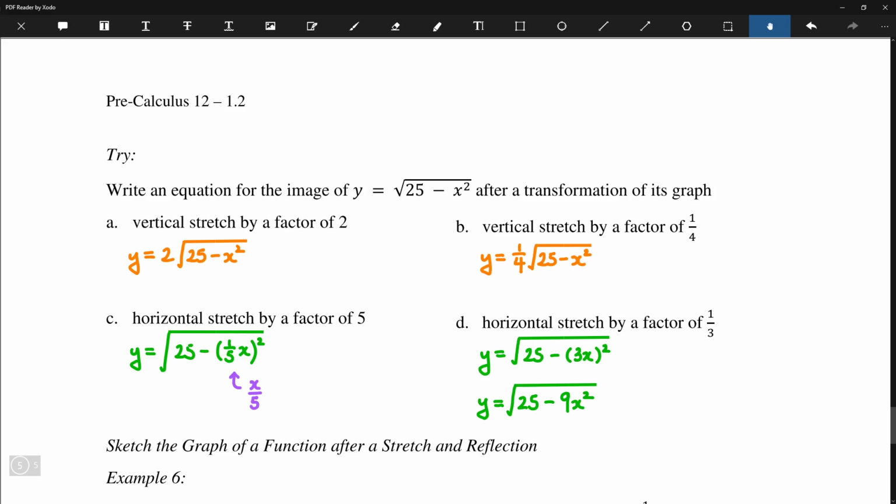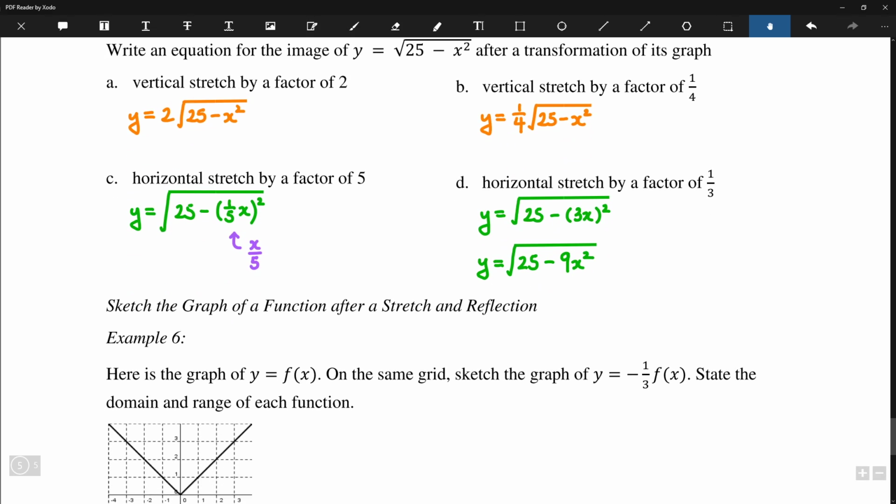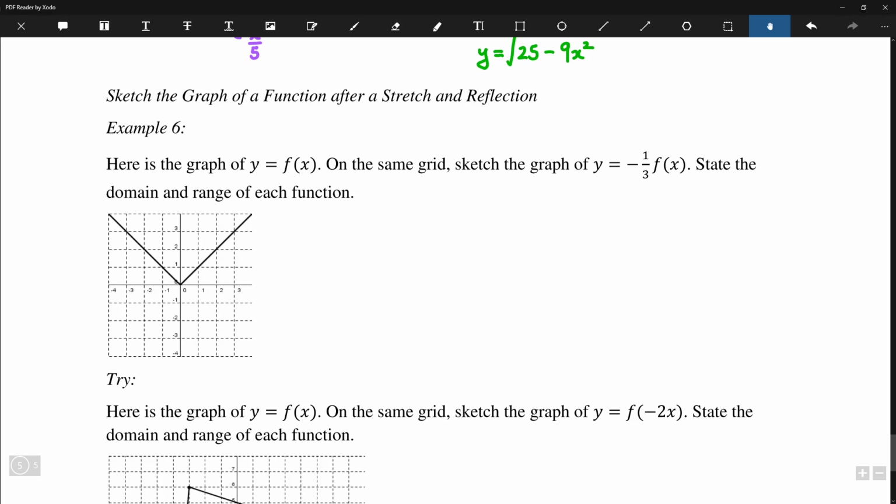Okay, so I'm going to sketch some graphs with stretch and a reflection. We have here y equals f of x, which looks like the absolute value function. Sketch the graph of y equals negative 1/3 f of x. Okay. So two transformations are happening here.